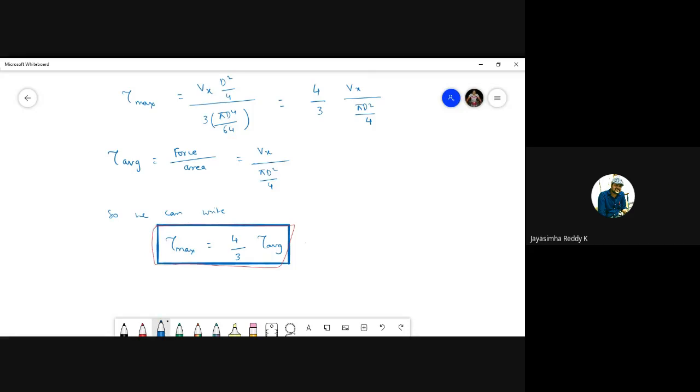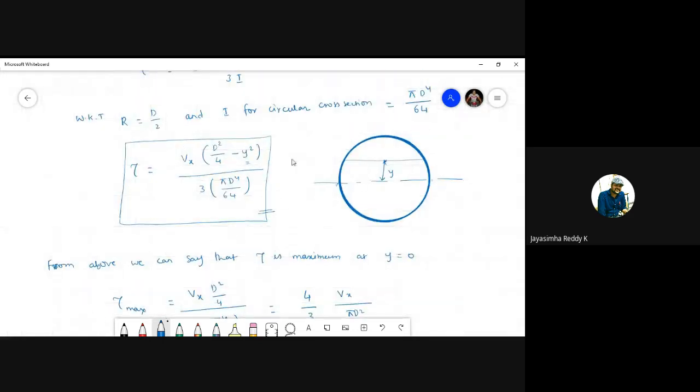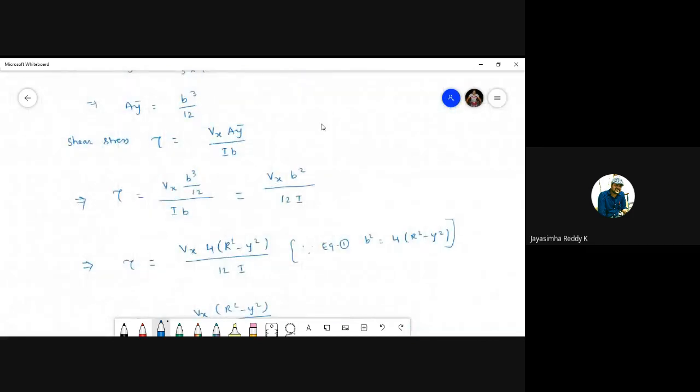So this is for circular cross sections. For rectangular cross sections also we have derived. For rectangular, tau max is equal to 3 by 2 of tau average. This is for rectangle. Do you remember this, students? Yes, sir. Okay. So this relation is very important, and there are chances of asking this kind of derivation also. And if you get problems, you can directly solve. There is no complexity if you get a problem.